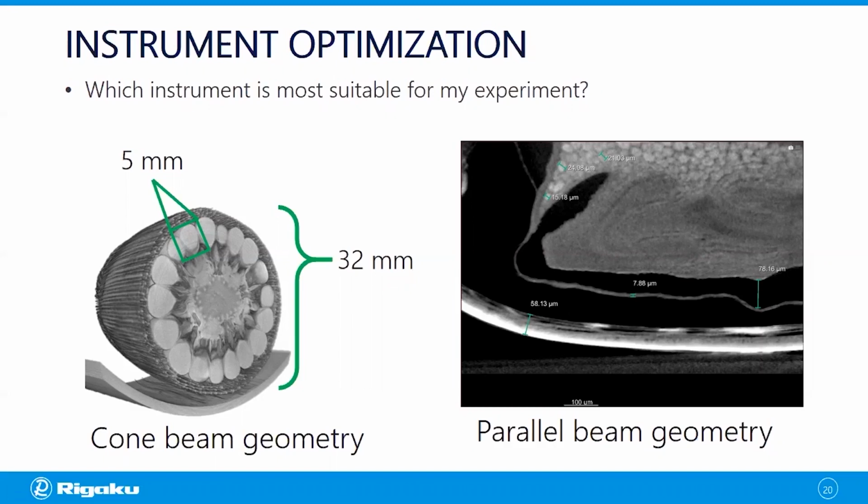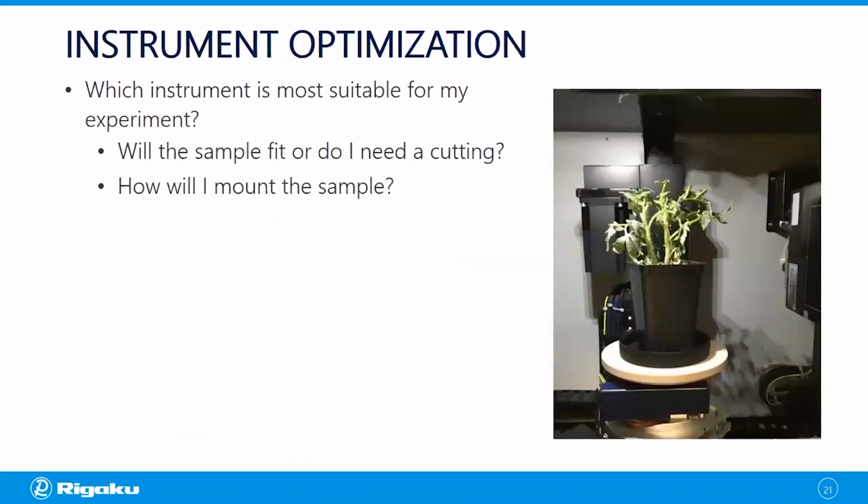Often, facilities may have several instruments that may be better for looking at some samples compared to others. So it's always a great idea to consult your local X-ray expert if you're unsure about what instrument to use for your sample. And if you want to learn more about the beam geometries that I've mentioned, please refer back to one of our earlier webinars for more information.